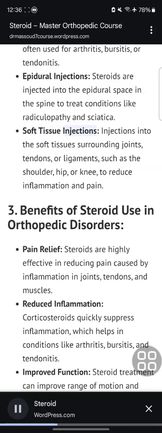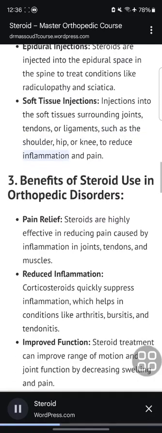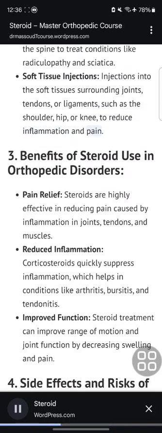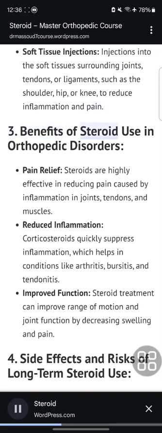Soft tissue injections. Injections into the soft tissues surrounding joints, tendons, or ligaments, such as the shoulder, hip, or knee, to reduce inflammation and pain. 3. Benefits of steroid use in orthopedic disorders.